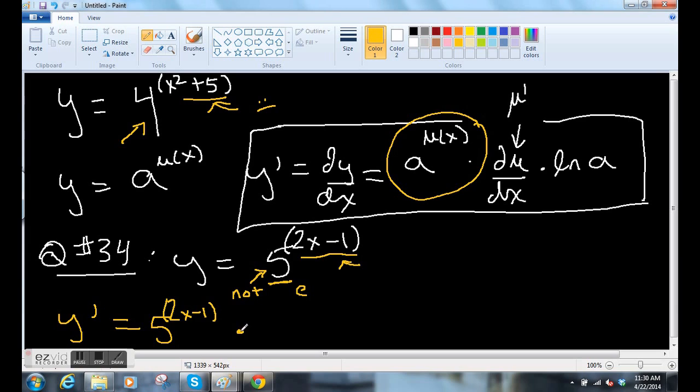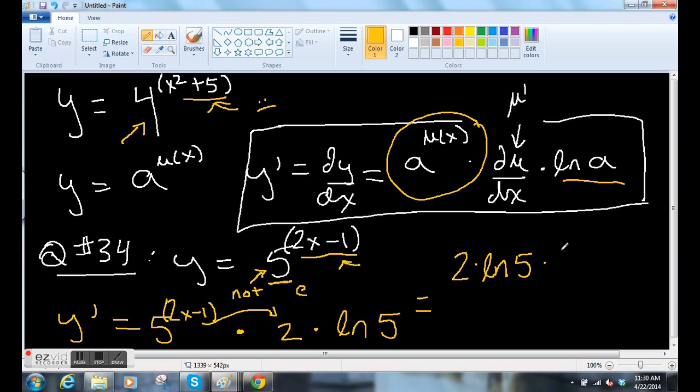And now we take the derivative of the exponent piece. So the derivative of this one is 2. That was easy. And now we round it all off by taking the natural log of the base. So that's natural log of 5. So the whole answer is 2 times natural log of 5, remember that's a number also, times 5 raised to the 2x minus 1, like that. And that's maybe not your favorite looking function in the world, but that is in fact the answer.